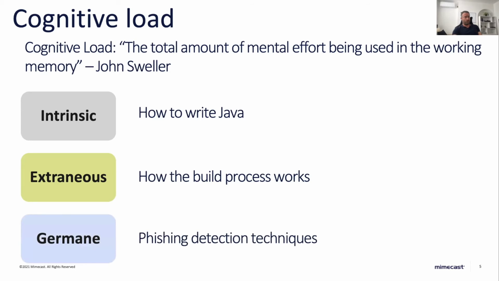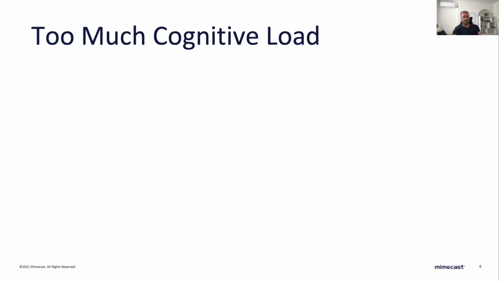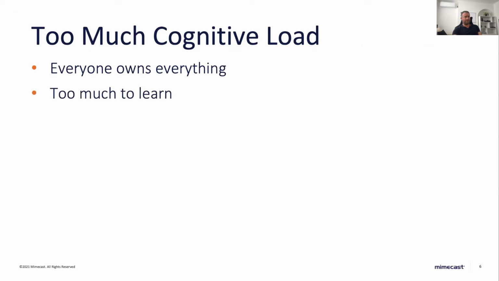And germane is the important bit. That's the bit that actually allows them to do what they've been tasked. So for example, the techniques to do with phishing detection. We want to maximize the germane and completely eliminate the extraneous. But we've got too much of this right now. We've got these teams that are handed a product, and then afterwards they're going to be handed another product. So they own a bit of everything. And that means they've got too much germane knowledge to learn because they've got to know about every single product.